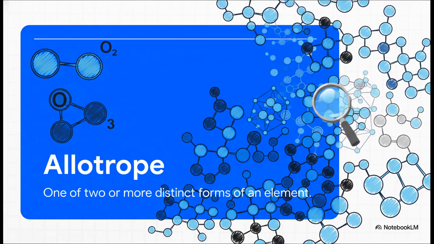But nature is incredibly creative, right? Because sometimes a specific amount of atoms of just a single element can arrange themselves into totally different macroscopic shapes. We call these distinct forms of the same element allotropes. Take oxygen, for instance. It can exist as the diatomic molecule O2, which is the stuff we literally breathe to survive, or as a triatomic molecule, O3, which you probably know as ozone.